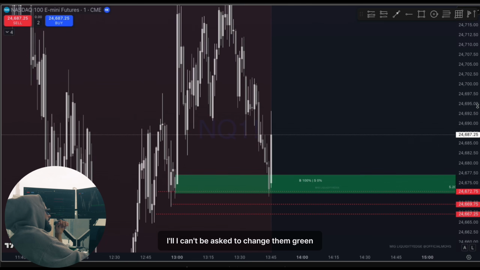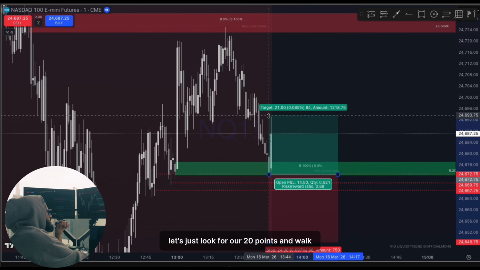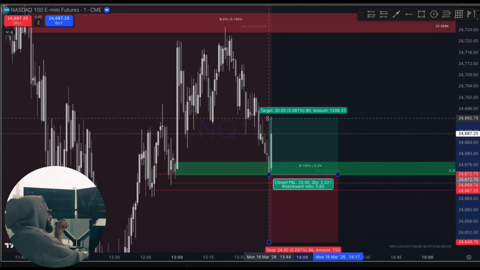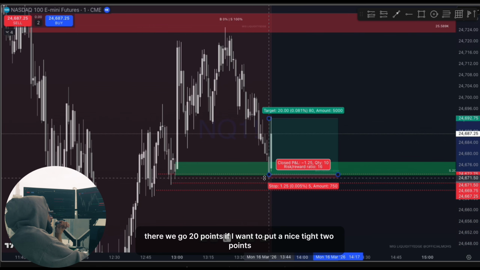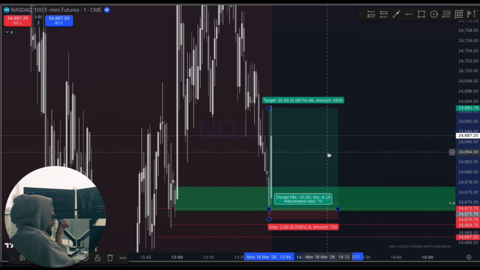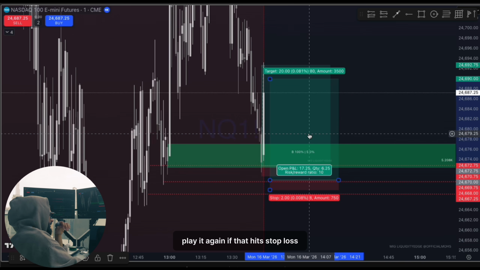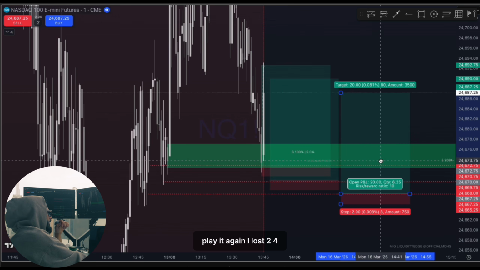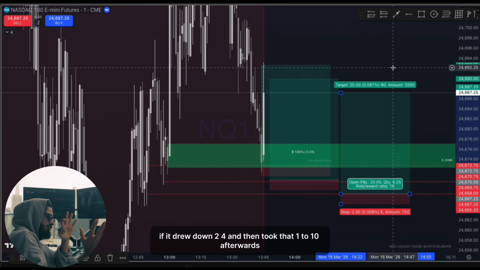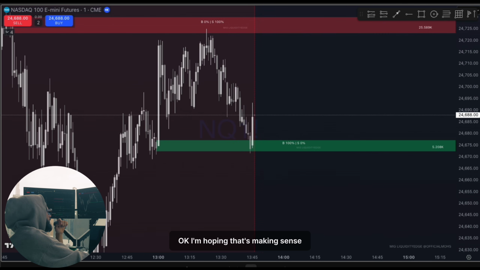I can't be asked to change them green. And once again, on that first entry, let's just look for our 20 points and walk. There we go, 20 points. If I want to put a nice tight 2 points, if I really fancy it, do that. If that hits stop loss, play it again. If that hits stop loss, play it again. I lost 2, 4. If it drew down, 2, 4, and then took that 1 to 10 afterwards. Okay, I'm hoping that's making sense.